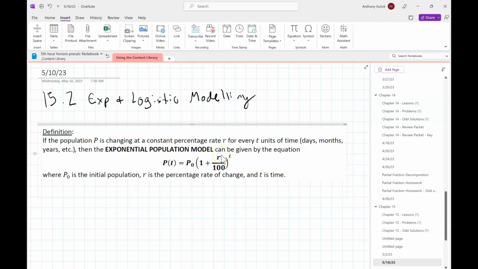So for growth, R is positive. For decay, R would be negative. And R is written as a percentage. That's why it's being divided by 100. And then to the power t, where t is some period of time.